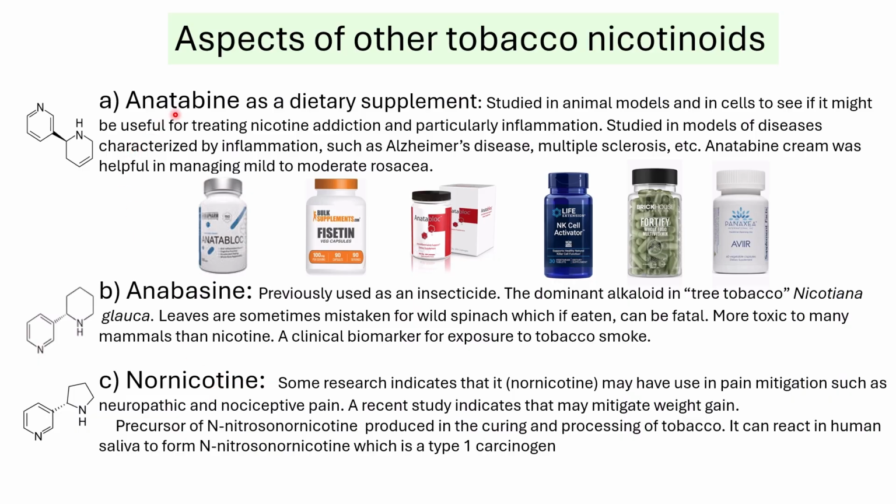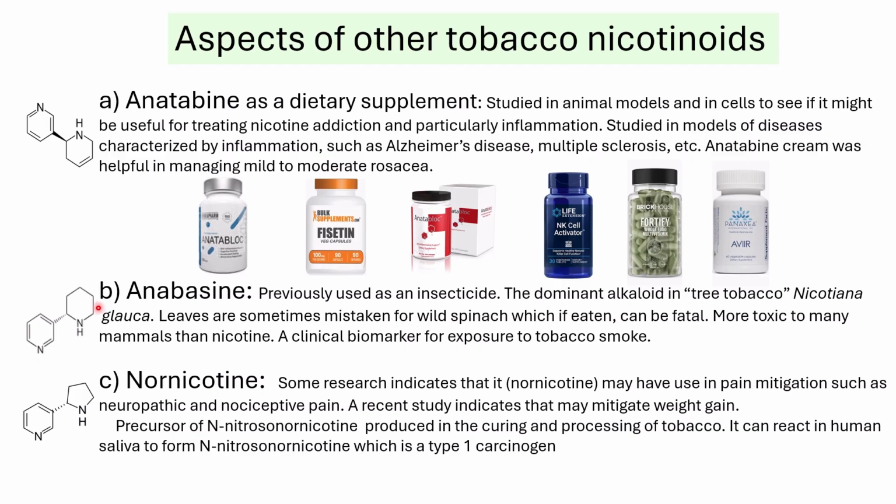Interestingly, anatabine has been used as a dietary supplement. It's been studied in a lot of animal models to see if it might be useful in treating nicotine addiction. But it seems to have an interesting anti-inflammatory effect. It's been studied in models of diseases characterized by inflammation, including Alzheimer's disease, multiple sclerosis, and so forth. And anatabine cream was useful in managing mild to moderate rosacea.